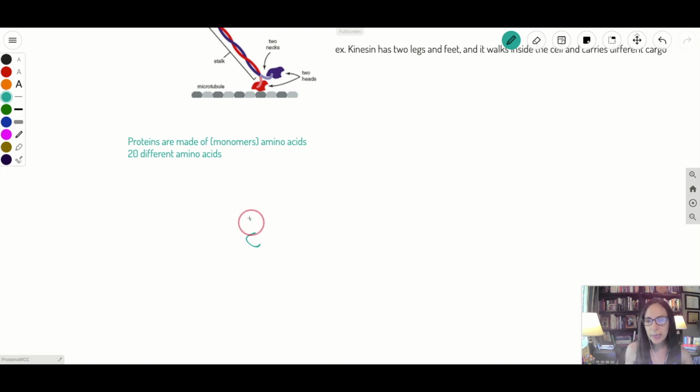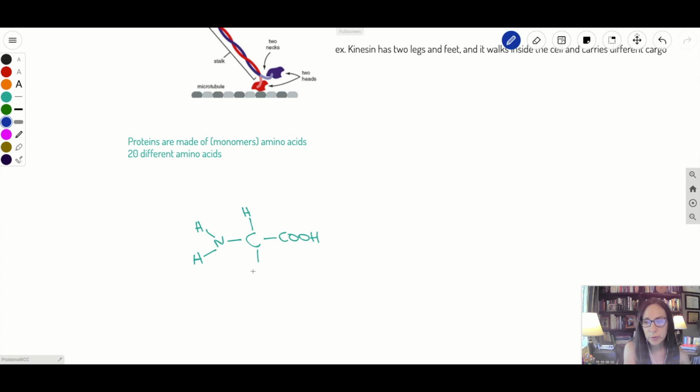I'm going to put a C there for carbon, because all these biomolecules have carbon. Each amino acid also has attached to it a hydrogen. Then it also has attached to it what we call a carboxyl group, and we're going to write COOH. That's what a carboxyl group looks like. And then attached to it we also have an amino group, and that's where the word amino acid comes from. An amino group is a nitrogen with two hydrogens attached.